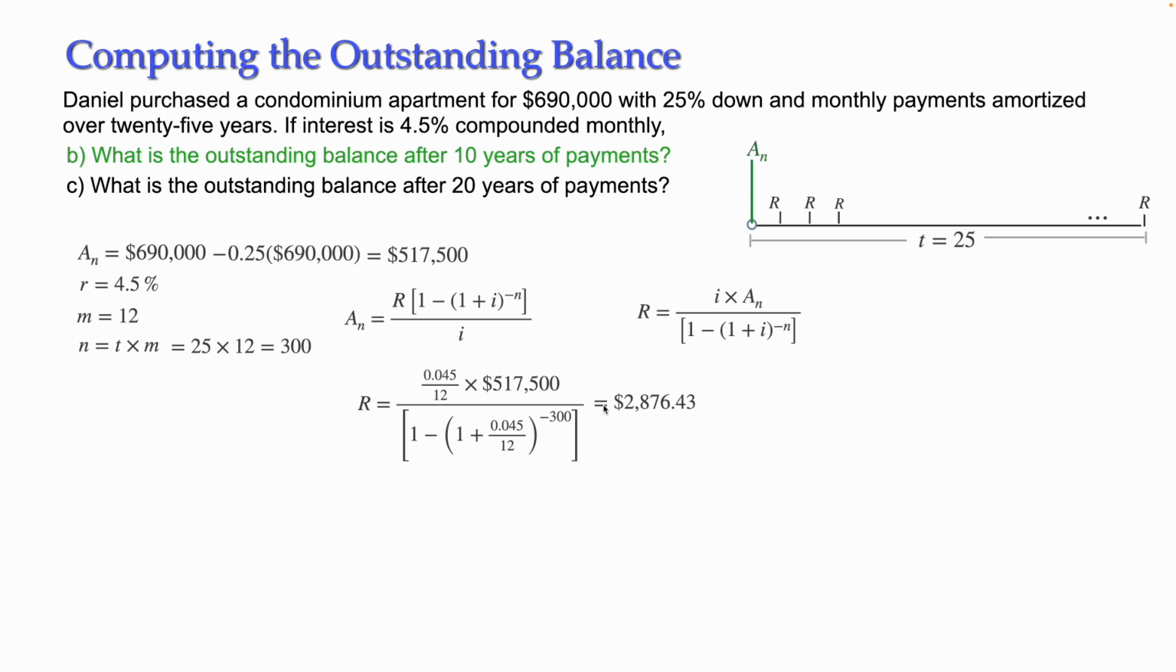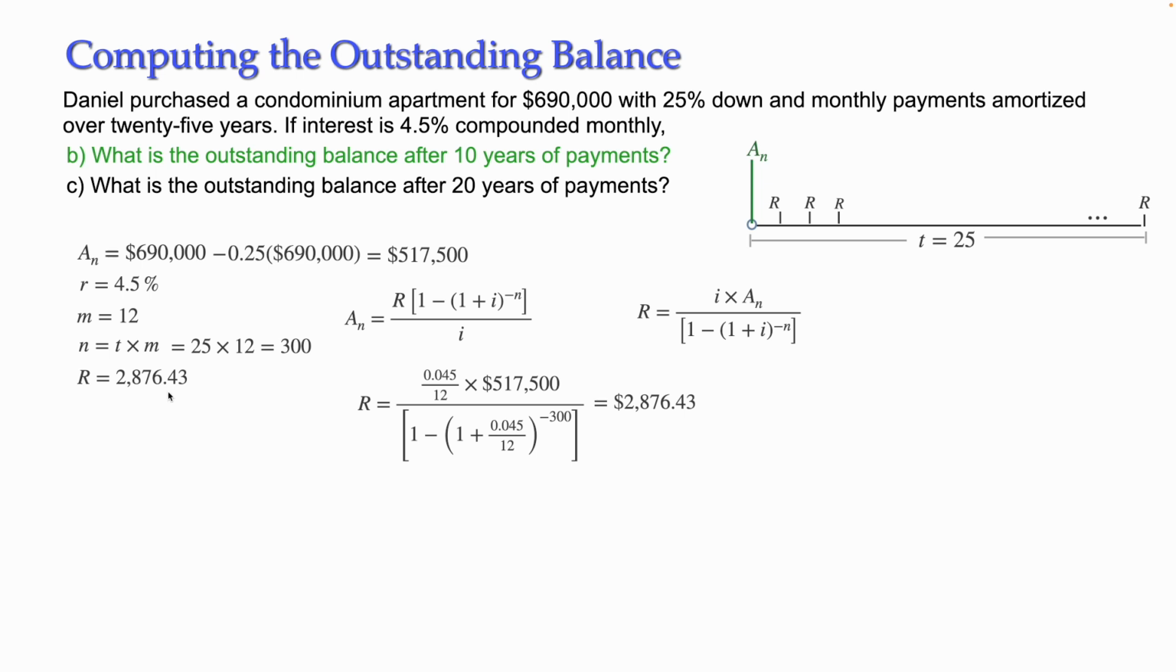So now that we know the periodic payment, we can compute what will be the balance in any moment. For example, after 10 years of payments. So let's take note now of this periodic payment. The periodic payment is 2,876.43.